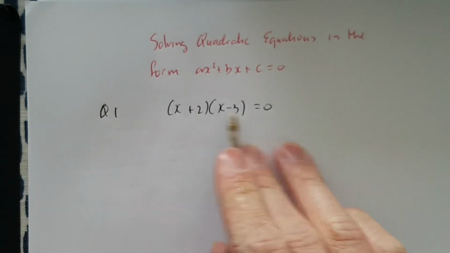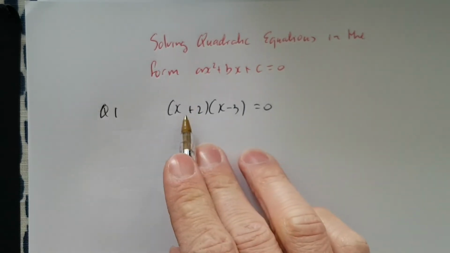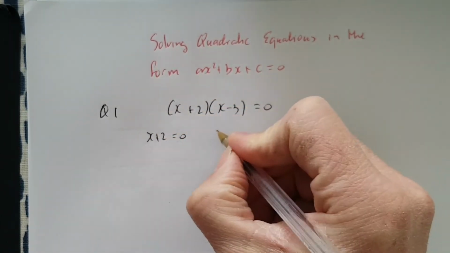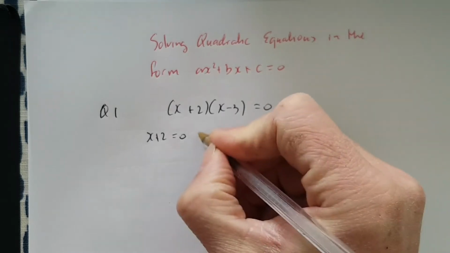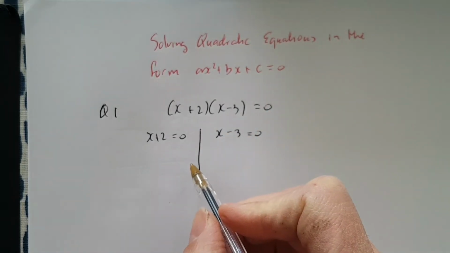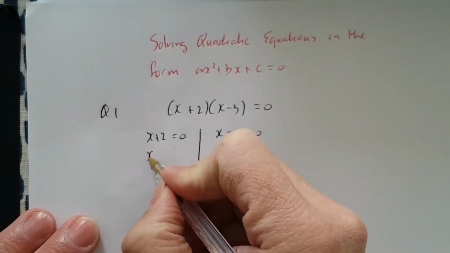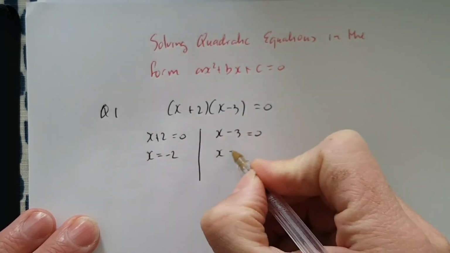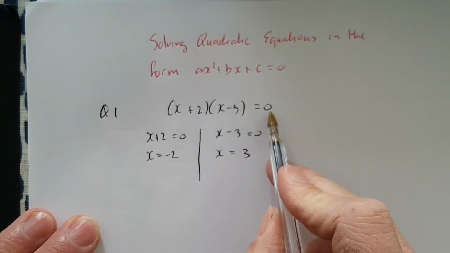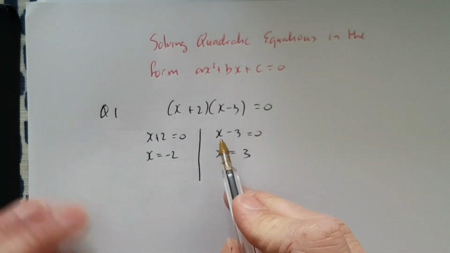If I have two brackets multiplying each other to give 0, that means that either x + 2 = 0 or x - 3 = 0. Again, we've seen this idea before when we were solving the other types of quadratics. So that gives me x = -2 and x = 3. There is no need to multiply out these brackets because they already multiply to give 0, so I can just go straight to my answer.